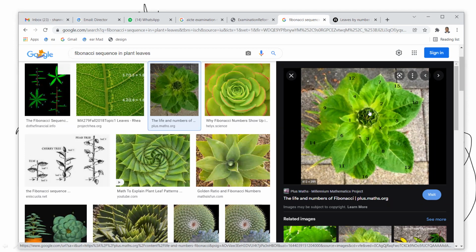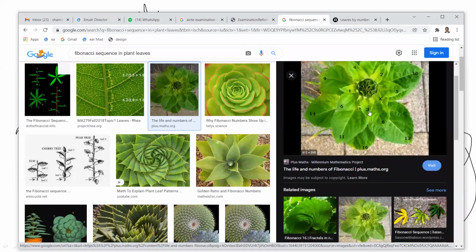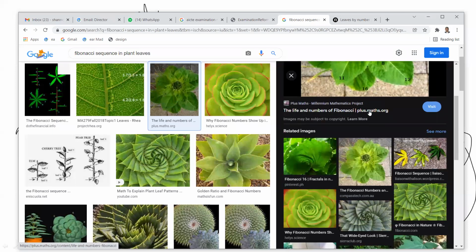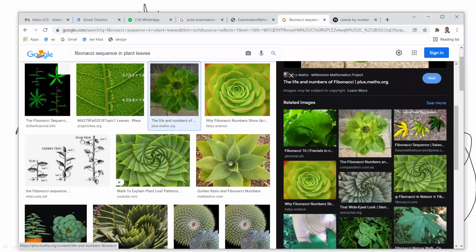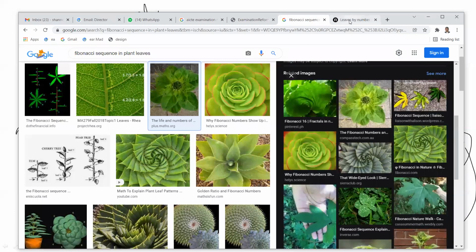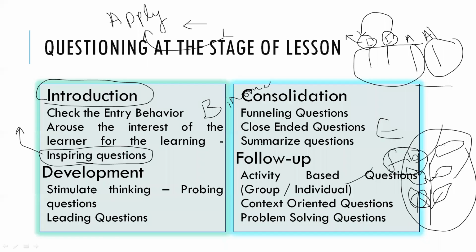So it is coming with the 130-degree angle. Why? Because then only the next leaf will get the sunlight. So how is it really happening? That is the Fibonacci series we are bringing, that mathematical relationship. Whether we are establishing the relationship between the content and the concept we are learning or not, all of this we have to do in the introduction phase.